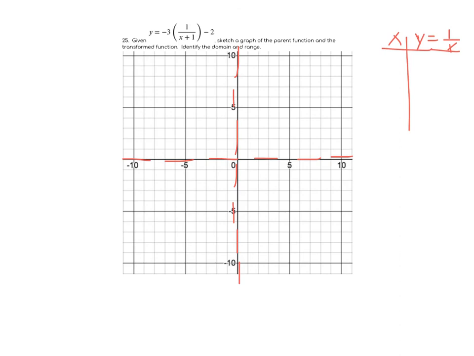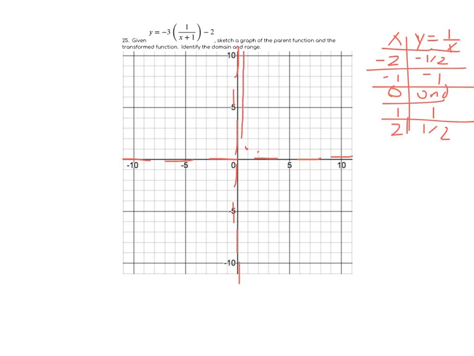So if I do my usual points, let's go -2, -0.5, -1, -1, 0 is going to give me undefined, which is why we have that asymptote there. 1 is going to give me 1. 2 would give me a half. Based on this and the shape of our graph that we're building, we should know this graph looks something like this. If you'd like to do a couple of extra points, that's fine too.